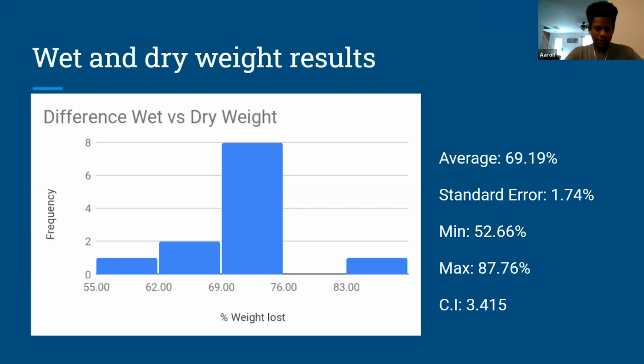And these are the graphs for the wet and dry weights that we received after calculating all of the information. An average of 69.19%, the standard error 1.74, and then min and max values as shown, as well as the confidence interval of 3.415.